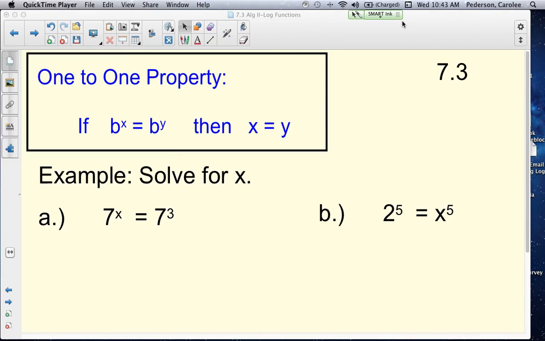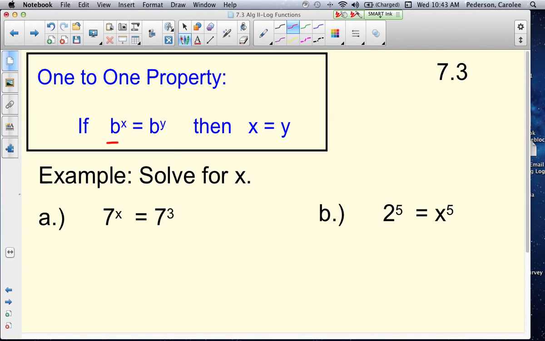This is 7.3, part 2, where we're focusing on a new property called the one-to-one property. Notice that you have two exponential sides. You have a base b with another side, base b. These are both raised to the same x and y. So then what we say is these two would equal each other. Their exponents would equal each other.